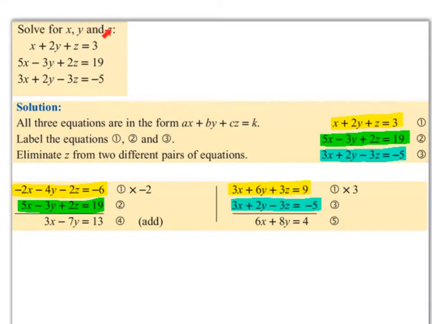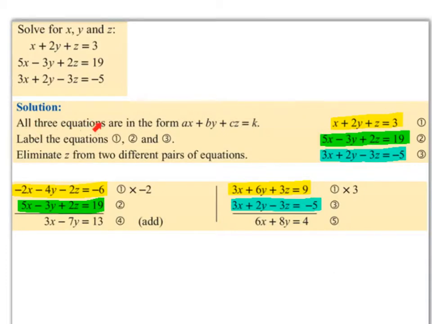Solve for x, y and z. x plus 2y plus z is equal to 3. 5x minus 3y plus 2z is equal to 19. And 3x plus 2y minus 3z is equal to minus 5.